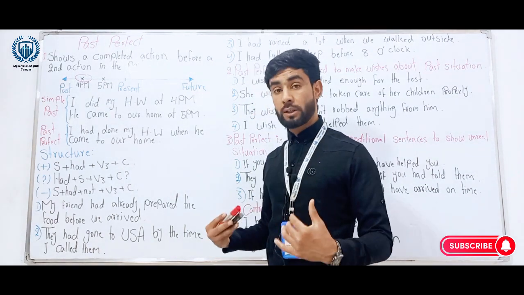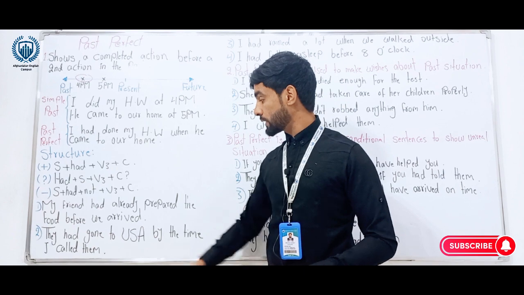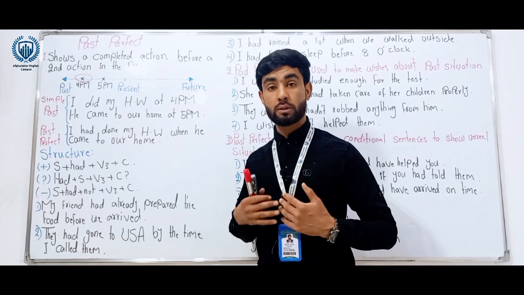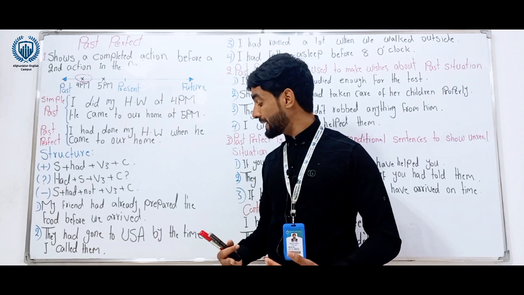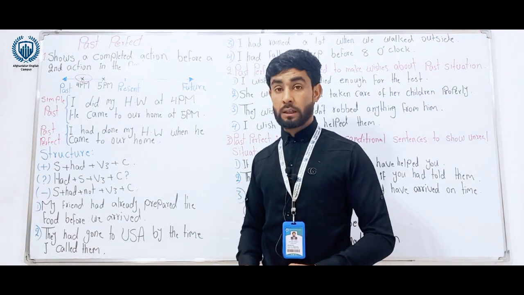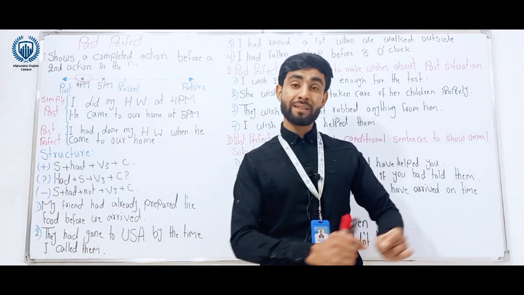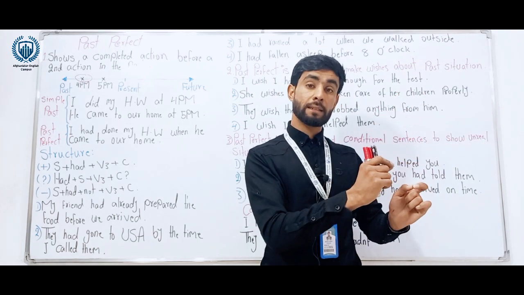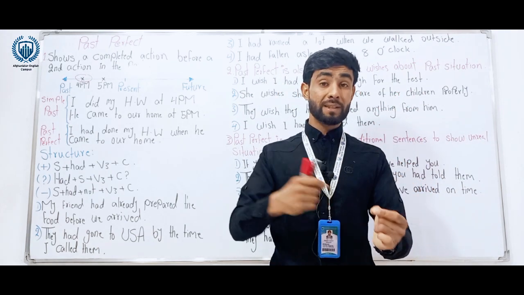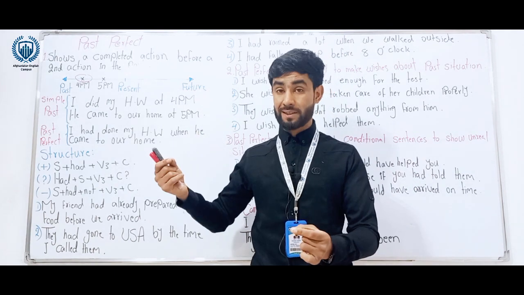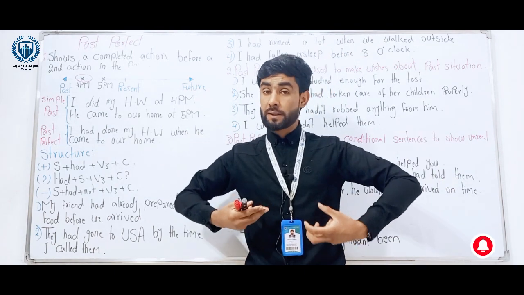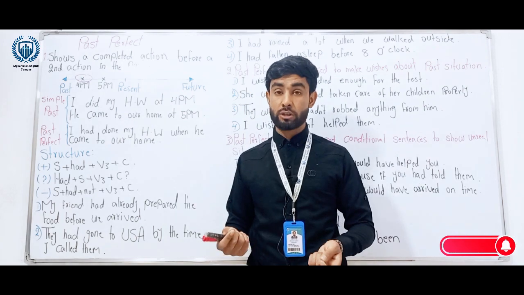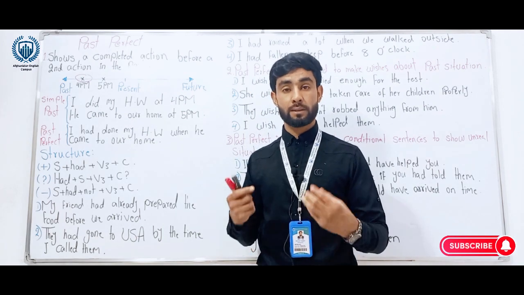So here I have two actions. The first action, gone. The second action, called. They had gone to USA by the time I called them. First they went to USA, then I called them. The first action, had gone, was the first action, and the second action was called. So the first action was done before the second action. We call it past perfect.